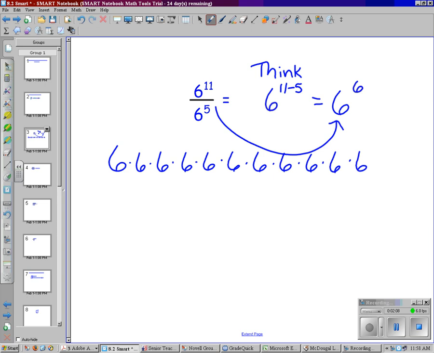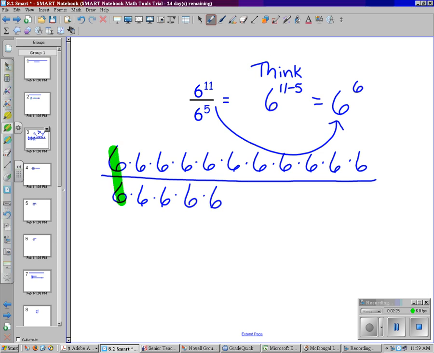Do you agree that 6 to the 11th, that's how it's written out, longhand? All that multiplication divided by 6 to the 5th, 5 of them on the bottom. Are we okay so far? I just wrote it out longhand. Now, you guys know that these cancel, don't they? 6 divided by 6, 6 divided by 6, 6 divided by 6, 6 divided by 6, 6 divided by 6. These all cancel with each other.